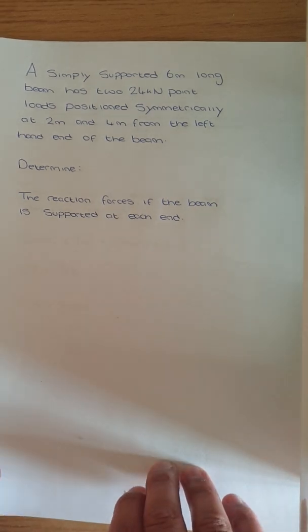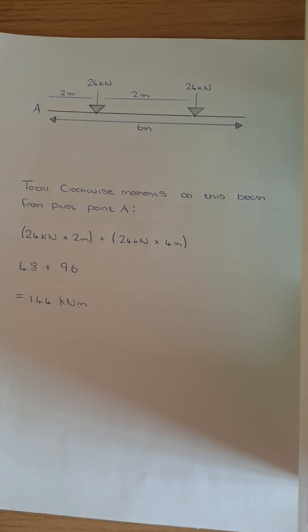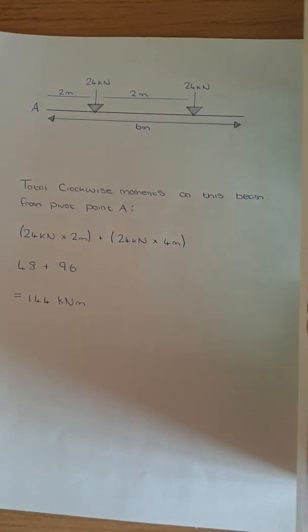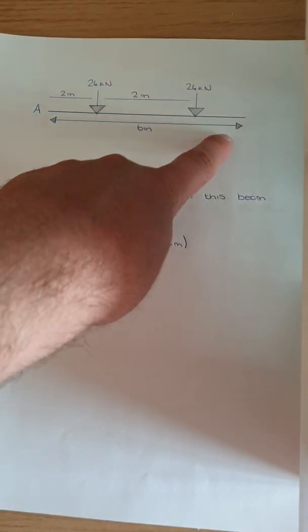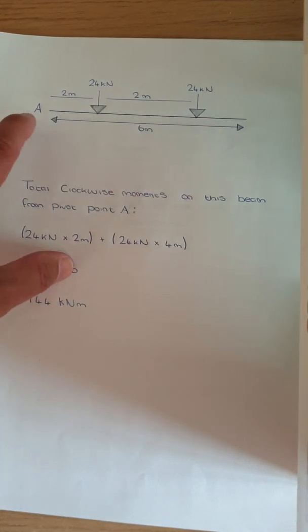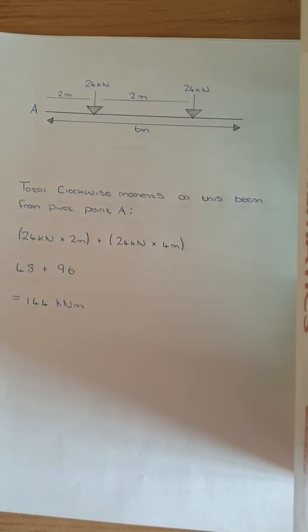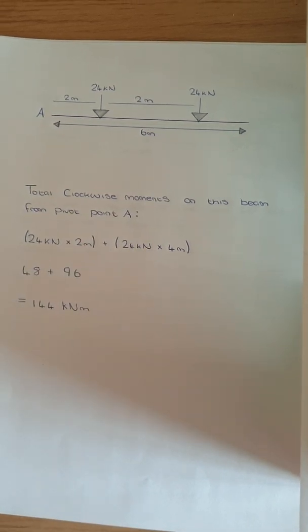So here you can see I've drawn the beam with the 6 meters, with A as the pivot point, and you can see the two 24 kilonewton forces pushing down. And then from the left hand side we have 2 meters for the first one and then 4 meters for the second one.